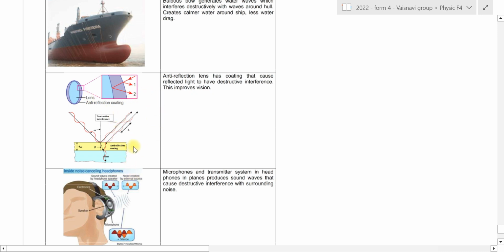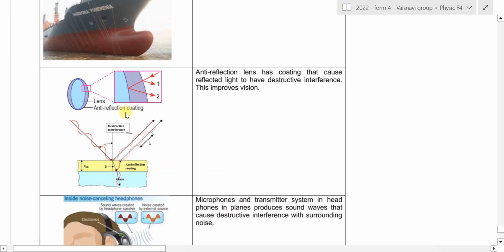Dalam light wave pun dia ada anti-reflection lens has coating that cause reflected light to have destructive interference. Yang ni susah sikit nak explain. Ni kena panggil pakar mata baru boleh explain lah. Okay. Tapi kalau kita buat spek kan, dia akan tanya nak reflection ke tak nak reflection. Kalau cakap anti-reflection, dia akan cakap, oh maksudnya multi-coating lah. Dia akan cakap perkataan multi-coat. Multi-coat ni dia akan coating satu layer ke atas.